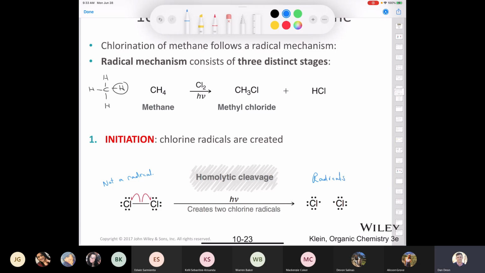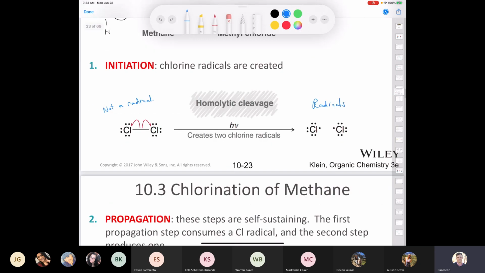Now, something that the book doesn't really go into a lot of detail about here is that we're putting the methane molecule with chlorine, and we're treating it with light. But not every chlorine molecule is going to be converted into radicals. It's not like every chlorine molecule just gets blown apart. Some of the chlorine molecules will be converted into chlorine radicals, and that's important because we're going to need Cl2 later on in this mechanism.